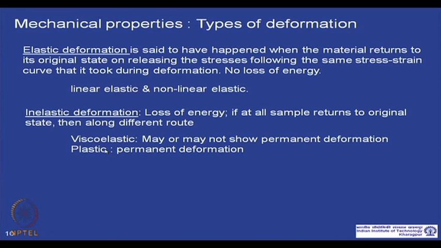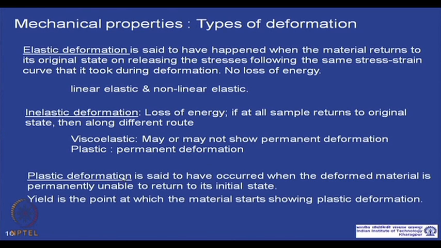and there is another type of deformation, plastic deformation, where permanent deformation happens. So, plastic deformation is said to have occurred when the deformed material is permanently unable to return to its initial state, and the yield point is that where the material starts showing the plastic deformation.